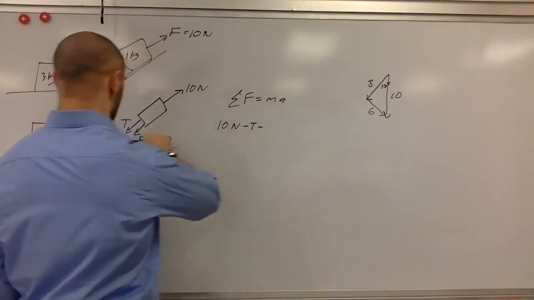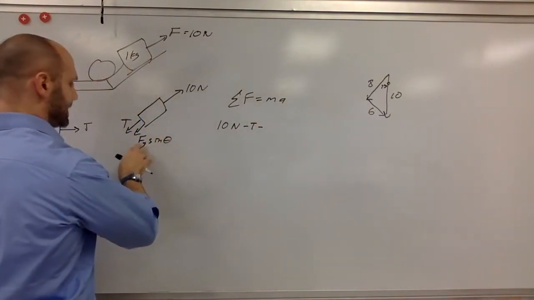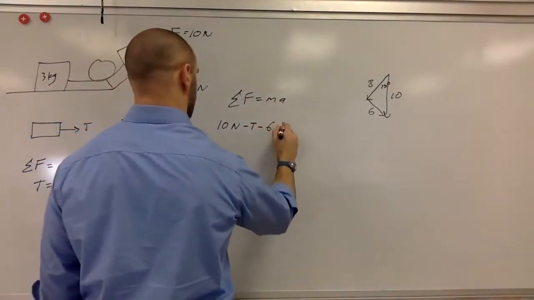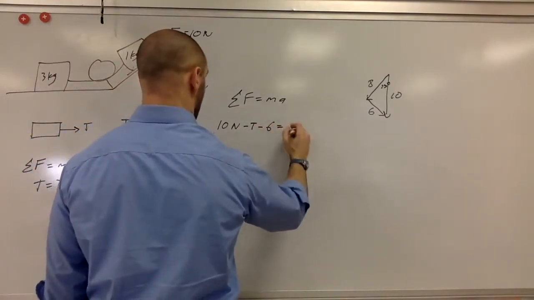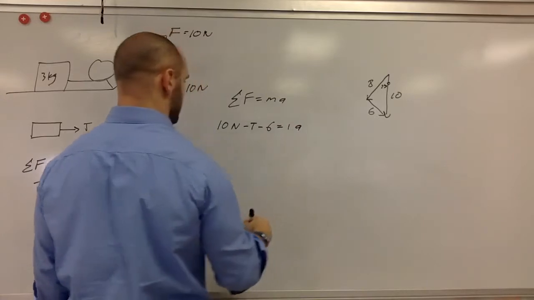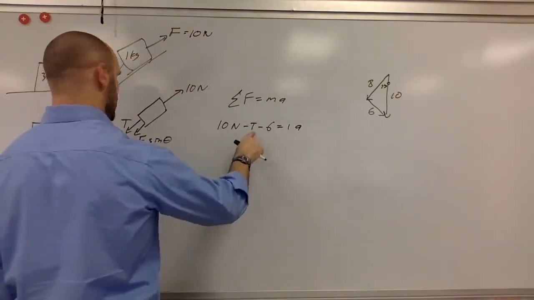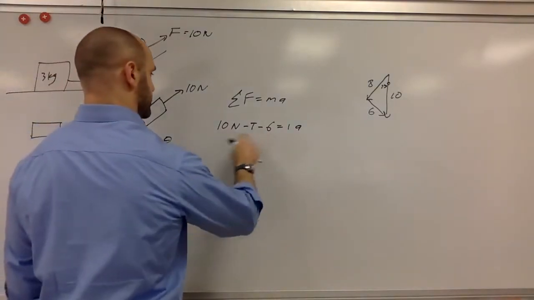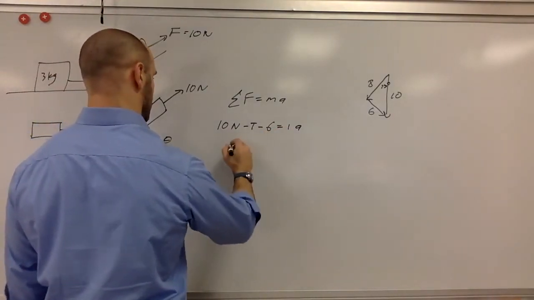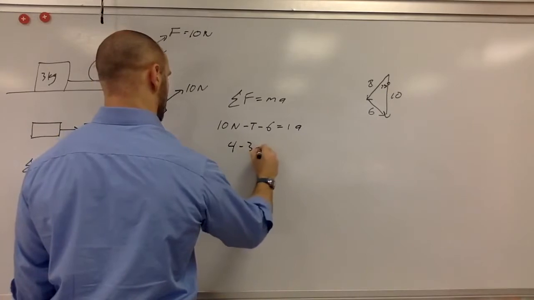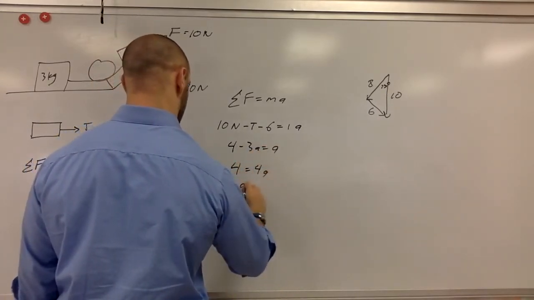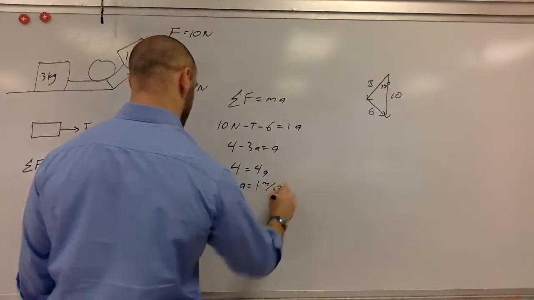And so then this would be 10 sine of 37 degrees, but it'd actually be 6, right? So 6 equals m, which is 1, times a. But T is also this thing, right, 3a. So I can do 10 minus 6 was 4. So 4 minus 3a equals a. So 4 equals 4a. So the acceleration is 1 meter per second squared.